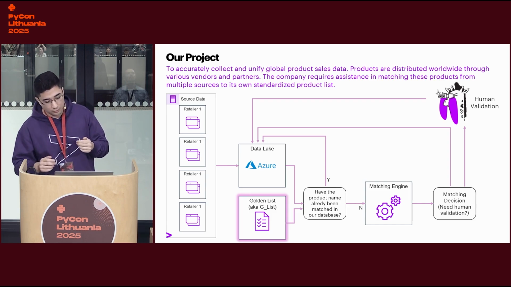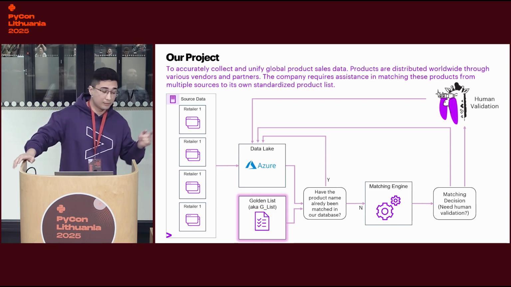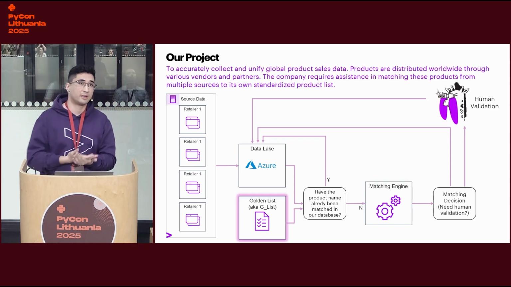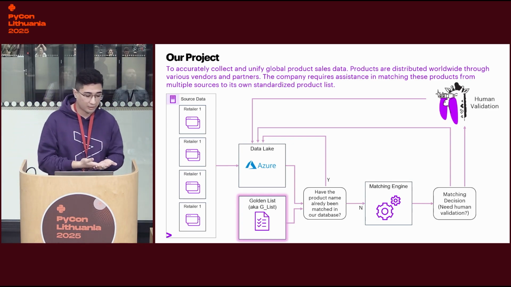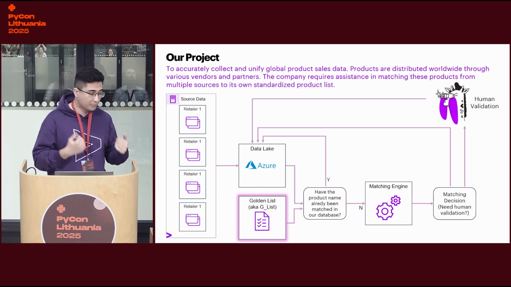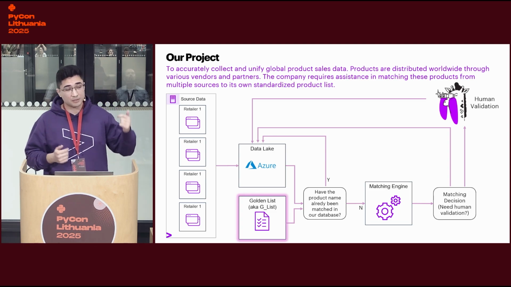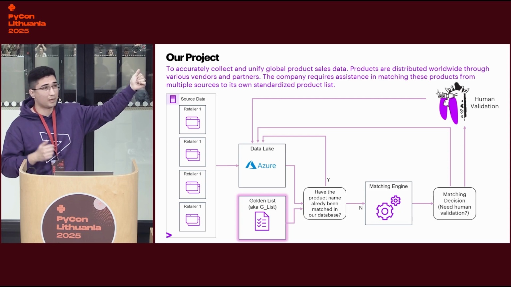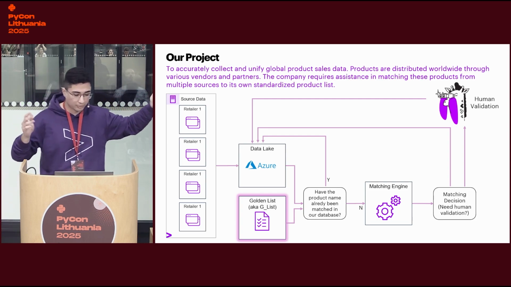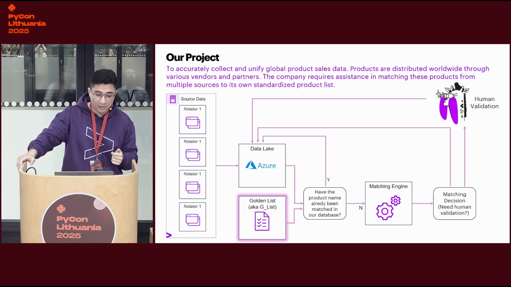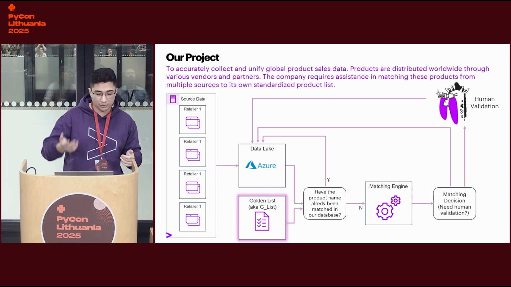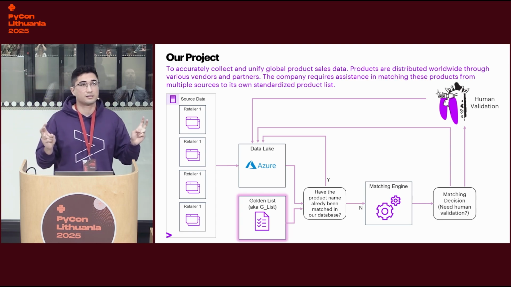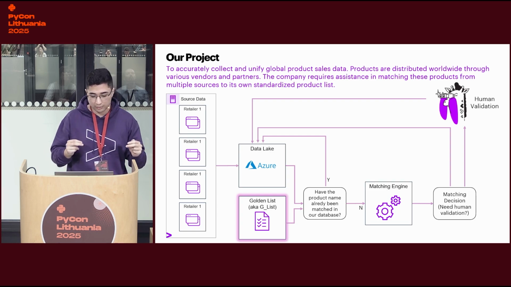So about our project itself, this is the system that we built. So again, we have source data. The source data is the retailers' information that we gathered. Everything we saved into the data lake. It was Azure, but in your case, it can be AWS, or something on-prem. Also, we have the G list. It's a golden list, a standardized list of our product manufacturer names.